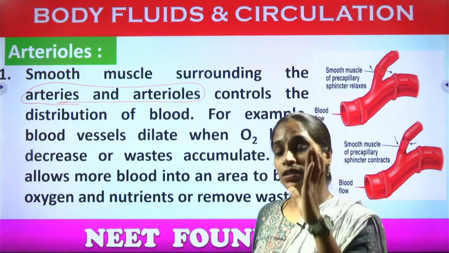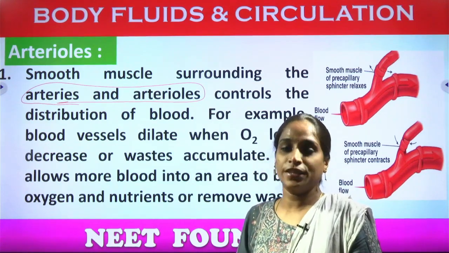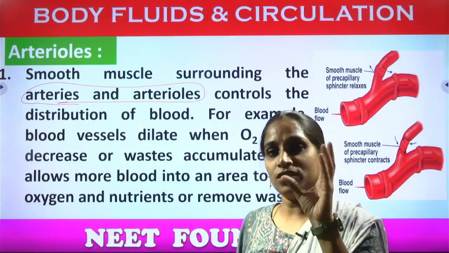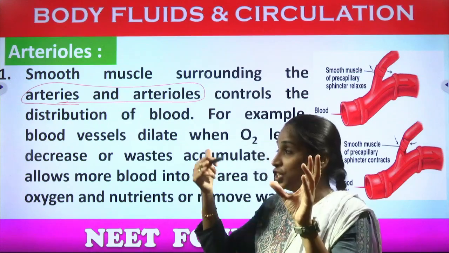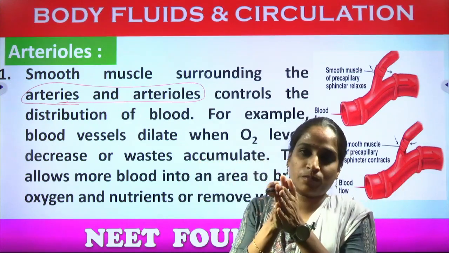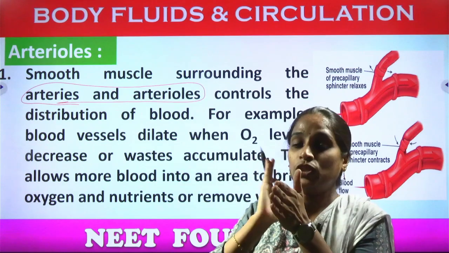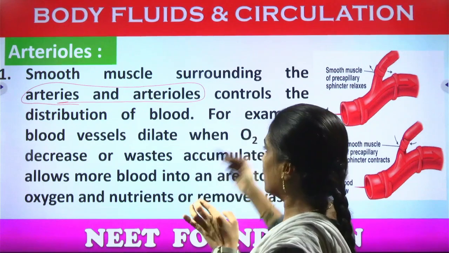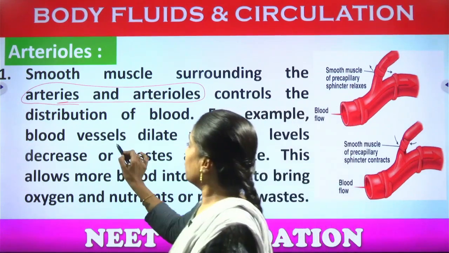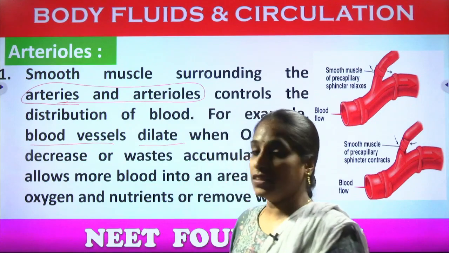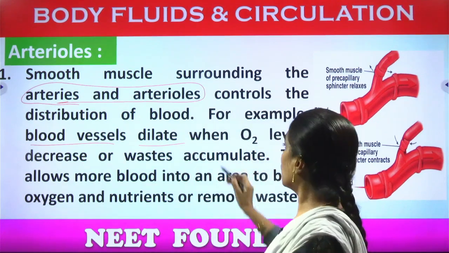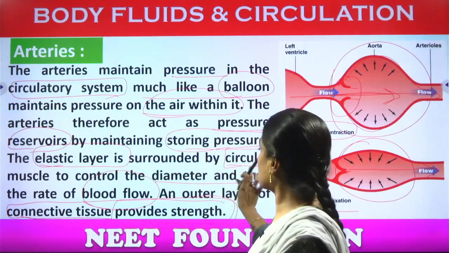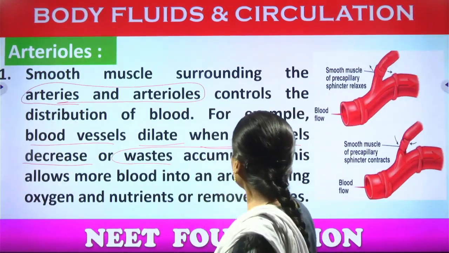So what is the major basic function of a muscle? They go for contraction and relaxation. By the contraction and relaxation of the muscles, these blood vessels are being squeezed. As they are being squeezed, the movement of the blood will be in a forward direction. For example, blood vessels dilate, increasing their size, when O2 levels decrease or wastes are being accumulated.